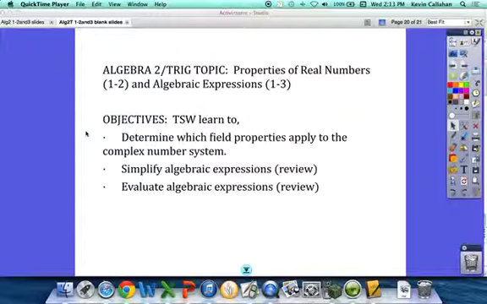A lot of what we do at the beginning is review. You're not expected to just launch right into stuff that you've never seen before. So this is going to be a review. We're trying to do two sections today. One of them is about real numbers and the properties of real numbers, and the other one is about algebraic expressions, and remind ourselves what we mean about that.